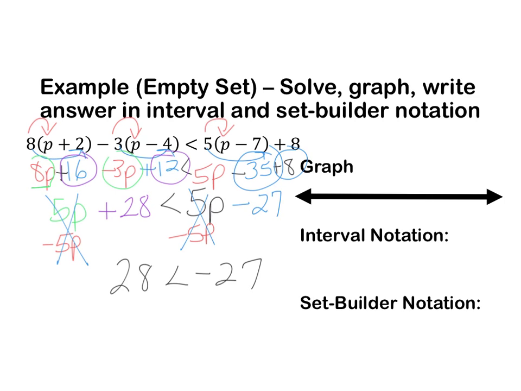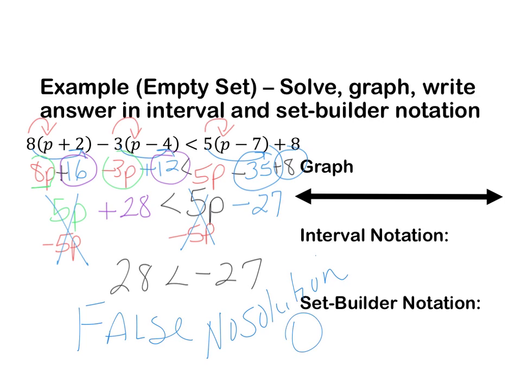Okay, so here's the solution I got when I solved this problem. I got 28 is less than negative 27. Is 28 less than negative 27? It is not. This is a false statement. Alright, if you get a false inequality, what that means is your answer to this is no solution.